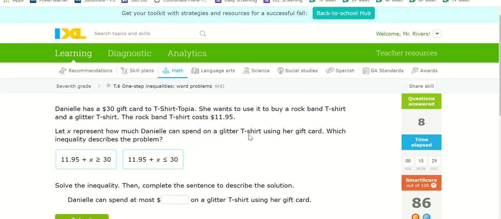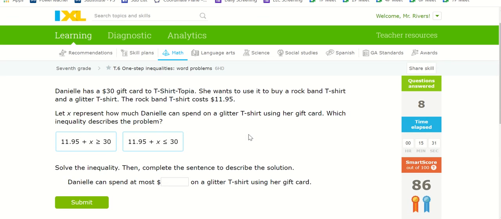Danielle has a $30 gift card to T-Shirtopia. She wants to use it to buy a rock band concert t-shirt and a glitter t-shirt. The rock band t-shirt costs $11.95. Let X represent how much Danielle can spend on a glitter t-shirt using her gift card. Which inequality describes the problem?